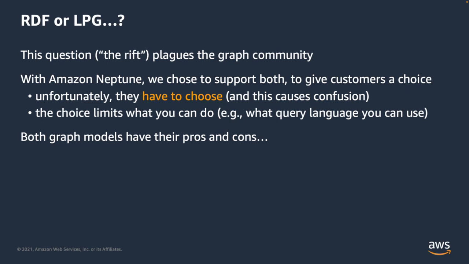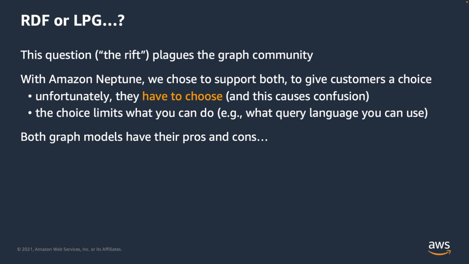We wanted to give customers the choice: if they want RDF, they can have RDF. If they want label property graphs, that's also fine. But the law of unintended consequences hits us here, and it turns out that customers have to choose. It's not just that they have the choice, they actually have to exercise that choice. And not only does it cause confusion, newbie customers who don't know much about graphs come to me and say, hey, which one should I choose? I have no idea what to choose. Sometimes they choose wrong. And then walking back that decision someday may not be so easy.